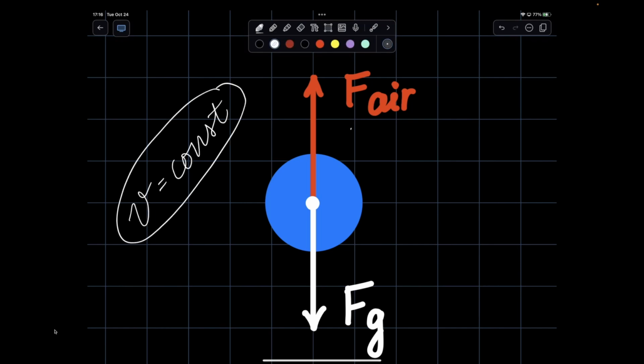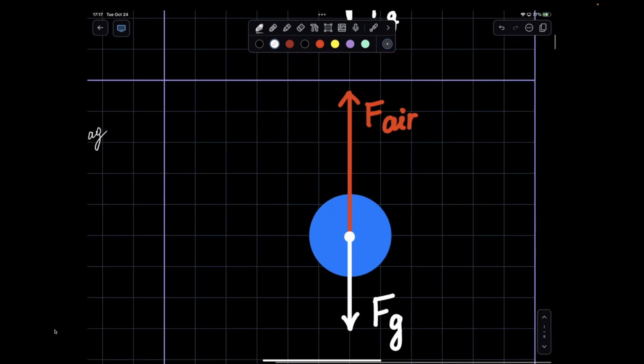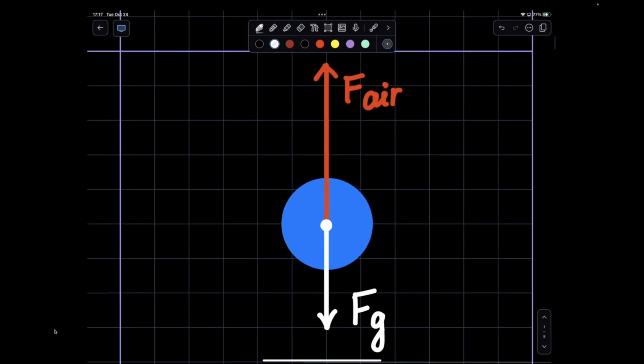Finally, if you would like to stay alive, you will probably deploy a parachute, which will increase your force of air resistance. And in that case, your acceleration is now upward.